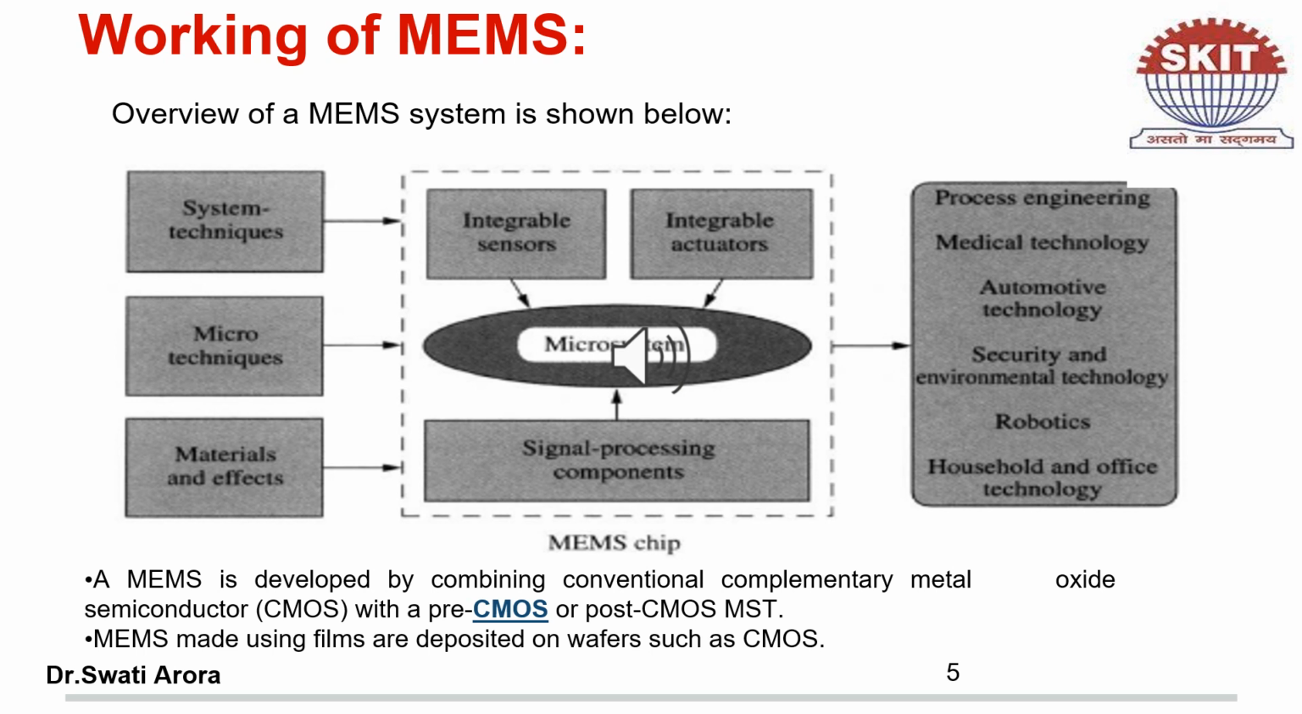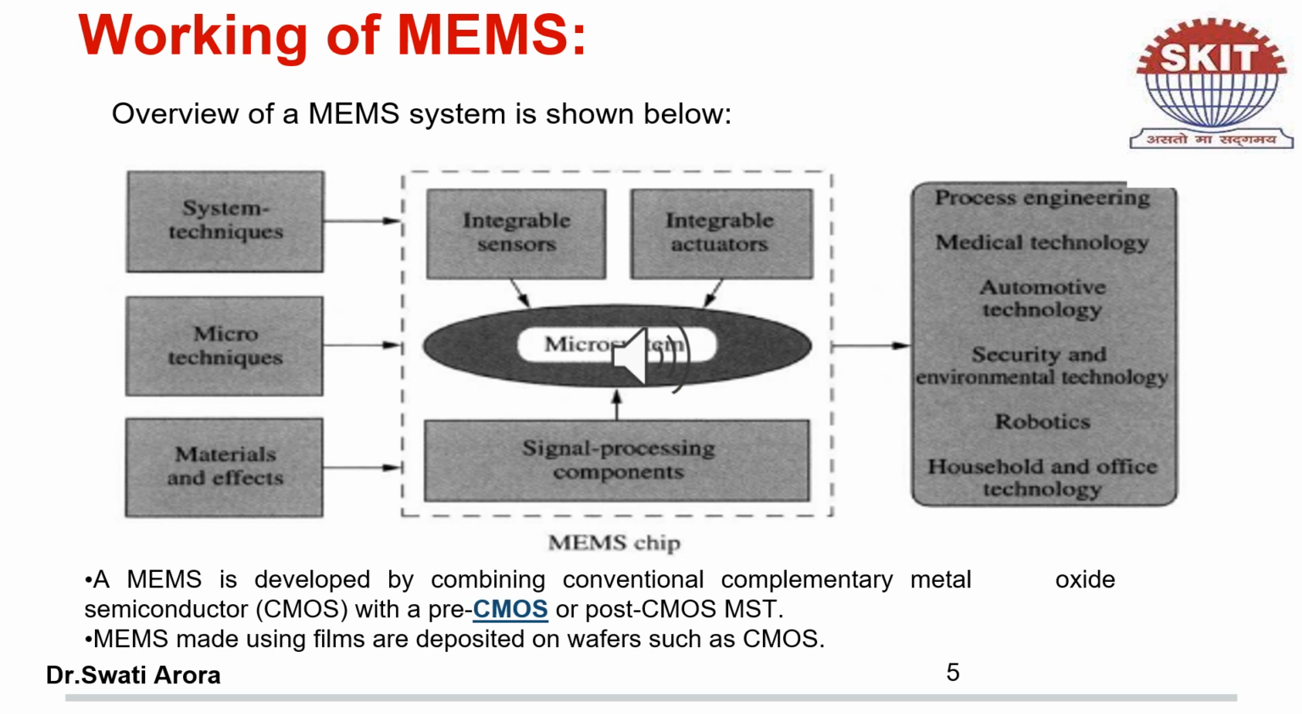The MEMS system is developed by a combination of conventional complementary metal oxide semiconductor, which is commonly called CMOS device. It has the microsystem, which consists of integrable sensors, actuators and the components. So it is an inbuilt system which consists of system techniques, micro techniques and the materials and its effects. These techniques are used in process engineering, medical technology, automotive technology and robotics.